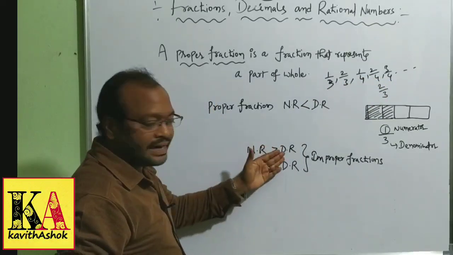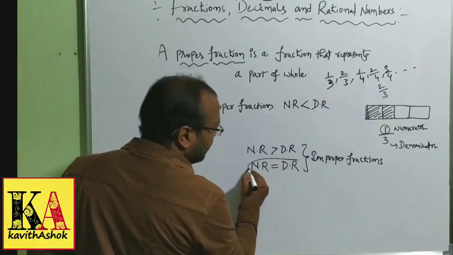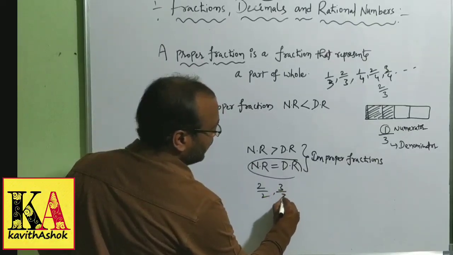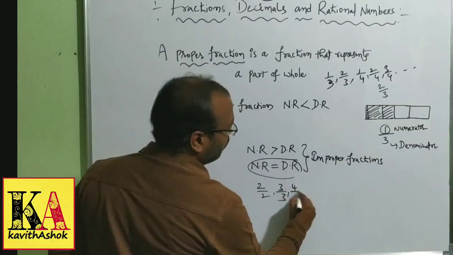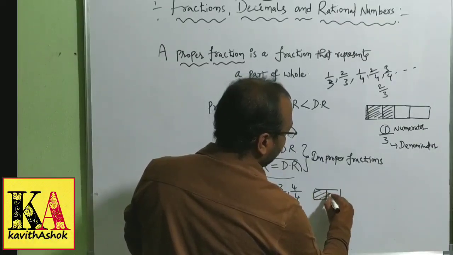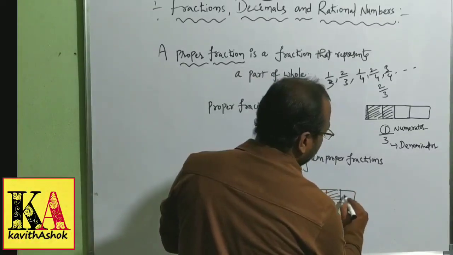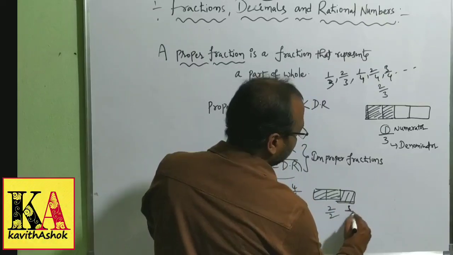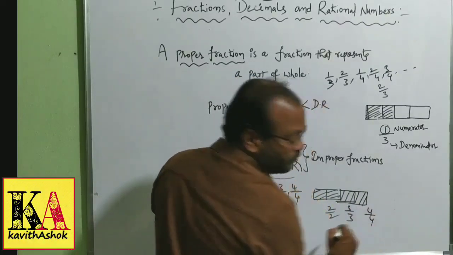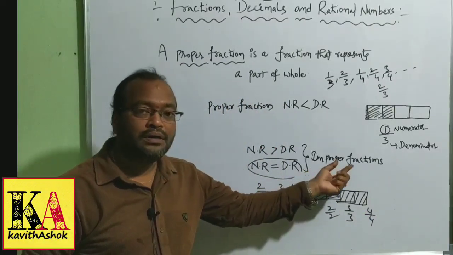Whenever the numerator is equal to the denominator, in this particular case 2 by 2, 3 by 3, 4 by 4. If 2 parts are there and we take 2 out of 2, this is 2 by 2. If 3 parts are there and you take 3 out of 3, that is 3 by 3. If 4 parts are there and we shade all the parts, then 4 out of 4. This type is also considered an improper fraction.